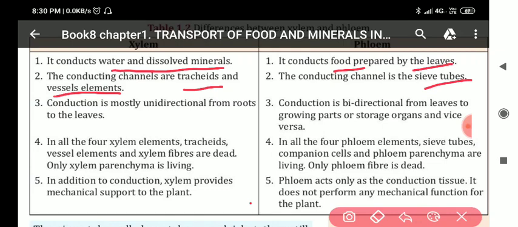In the case of xylem, conduction is mostly unidirectional. Unidirectional means it takes place only in one direction. But in the phloem, the conduction is bidirectional, from leaves to the growing parts and vice versa.